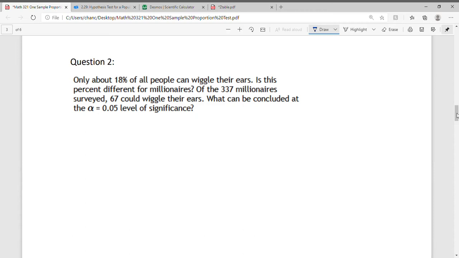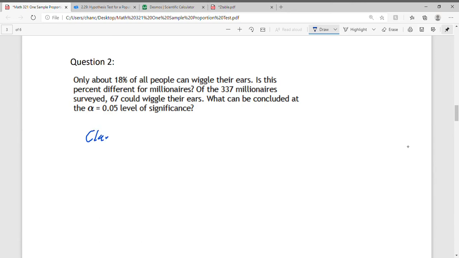Question 2. Only about 18% of all people can wiggle their ears. Is this percentage different for millionaires? Of 337 millionaires surveyed, 67 could wiggle their ears. What could be concluded at alpha equals 0.05 level of significance?